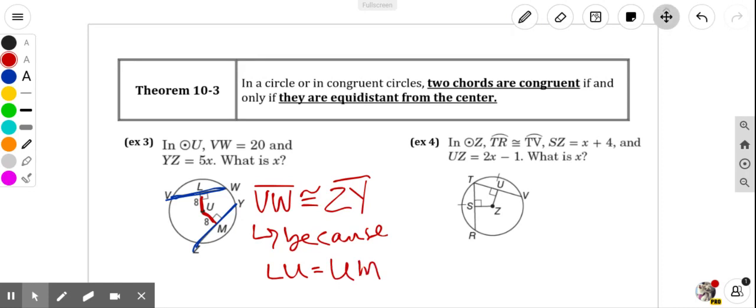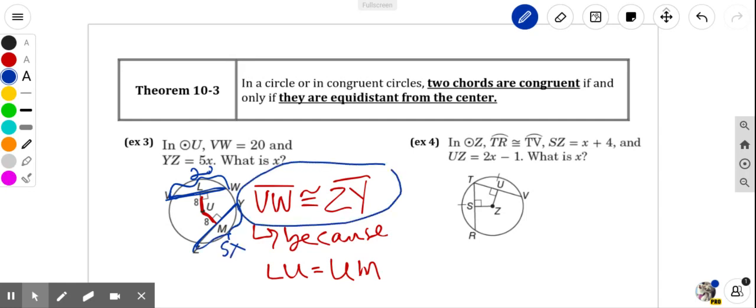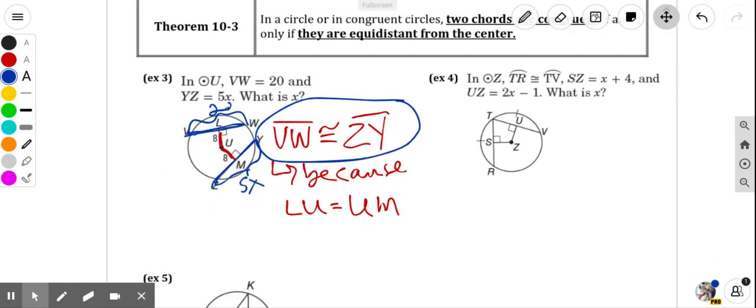So if VW and ZY are equal, we can easily solve this. They gave us that VW is 20, and ZY is 5x. We just determined that VW and ZY are equal, so for your equation, we're just going to set them equal to each other. So it's going to be 5x equals 20. Divide both sides by 5, and we get x is 4.